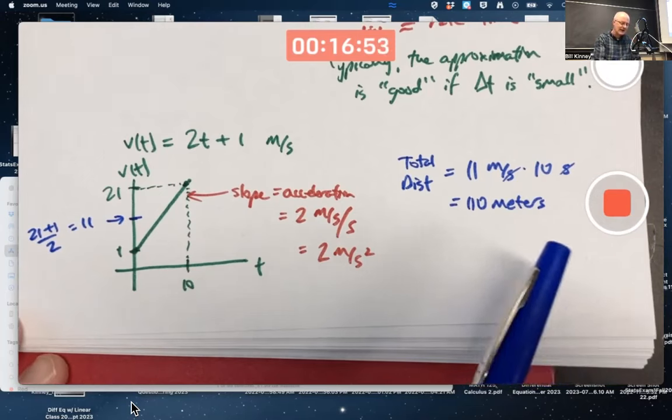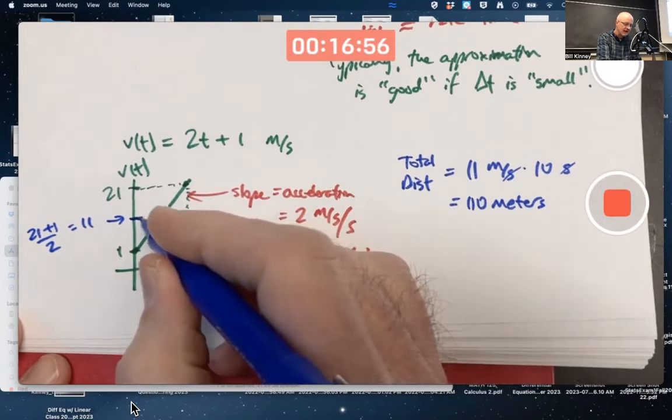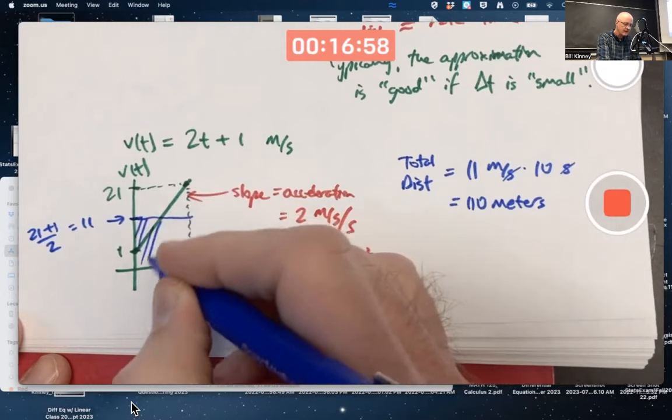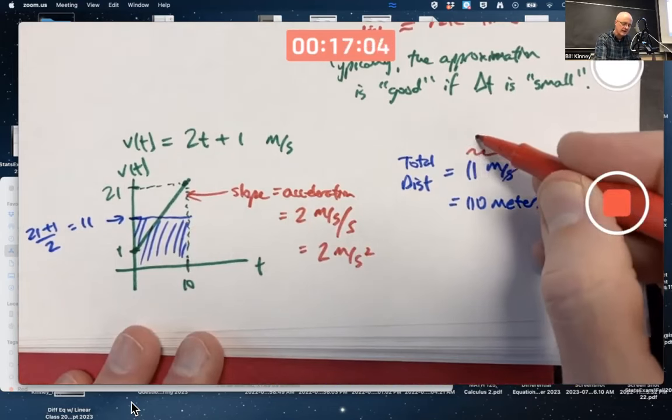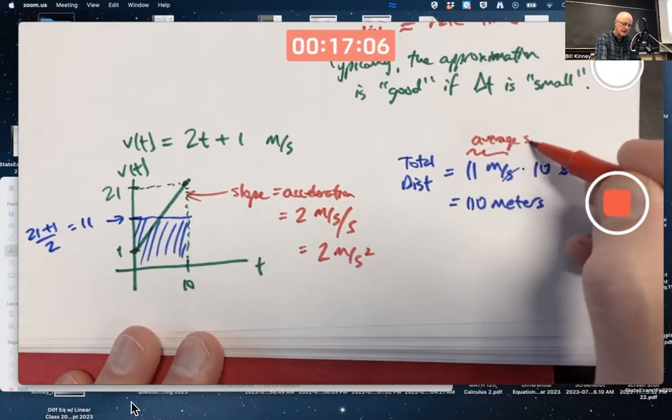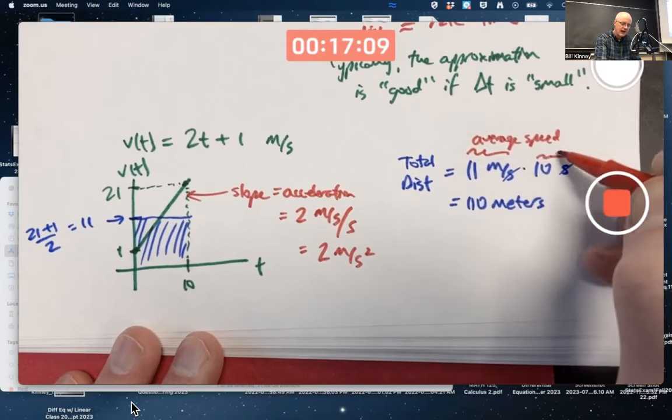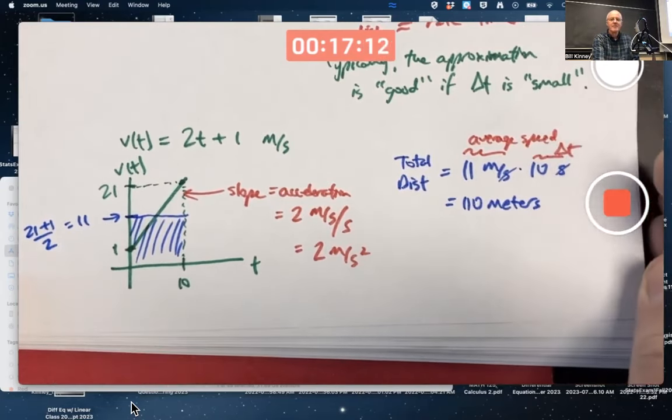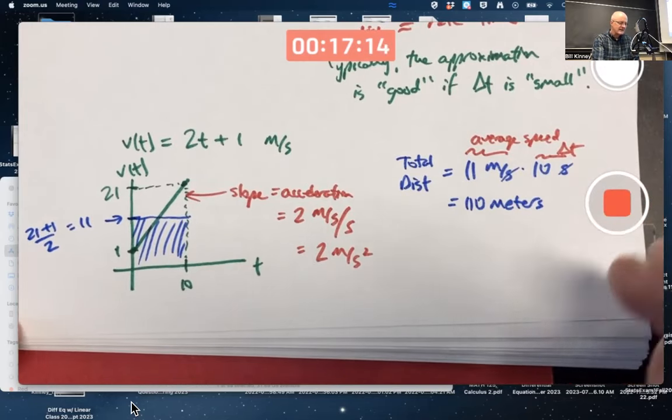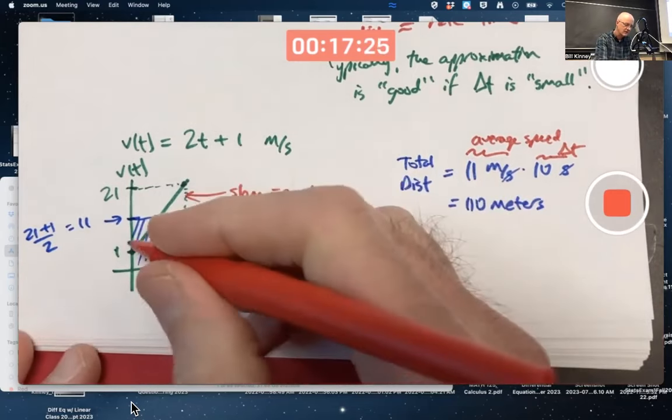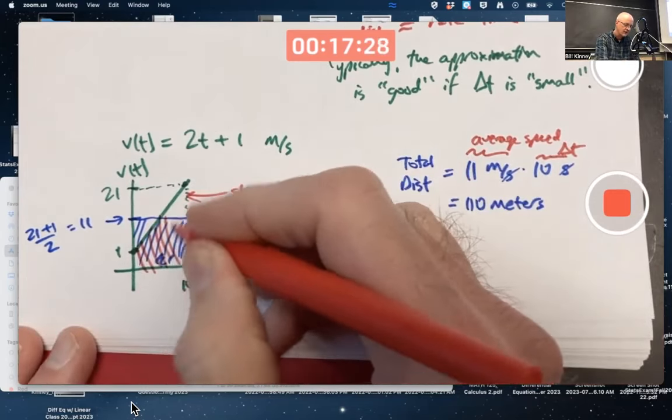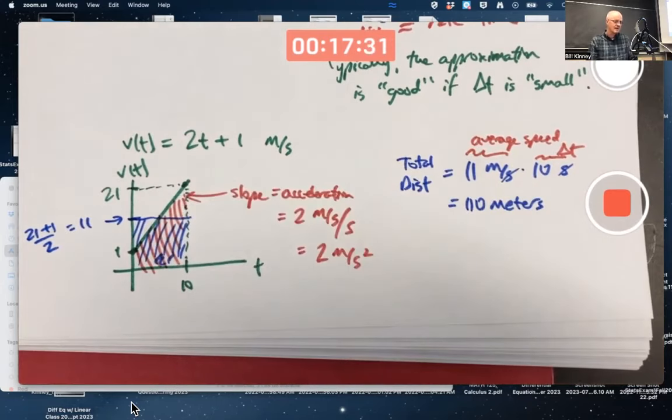That is an area of a rectangle. It's the area of this rectangle right here. Again, 11 is my average speed. Ten is my time elapsed. That's my delta t. That product is the same as the area of this blue shaded rectangle. And it is also the same as the area under the curve. That I'll shade in red. Or it should be, at least.